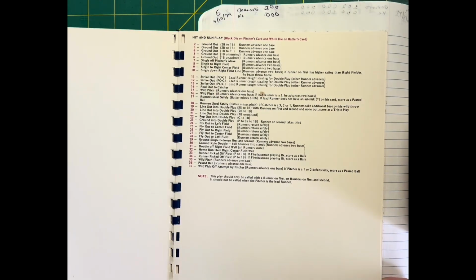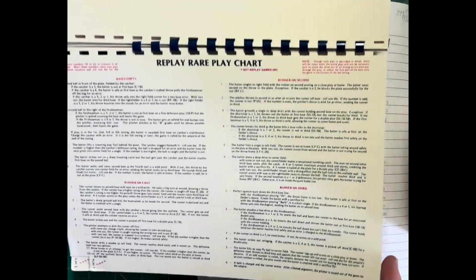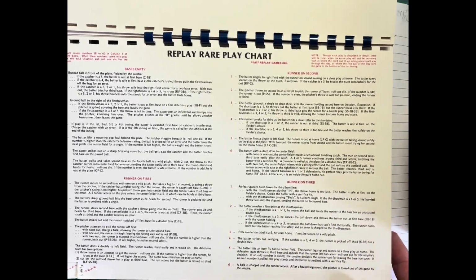There is a hit and run chart. Want to go with that? Keep yourself out of those inning ending and soul crushing and rally killing double plays. And in this book, there are two rare play charts depending upon your base runner locations.